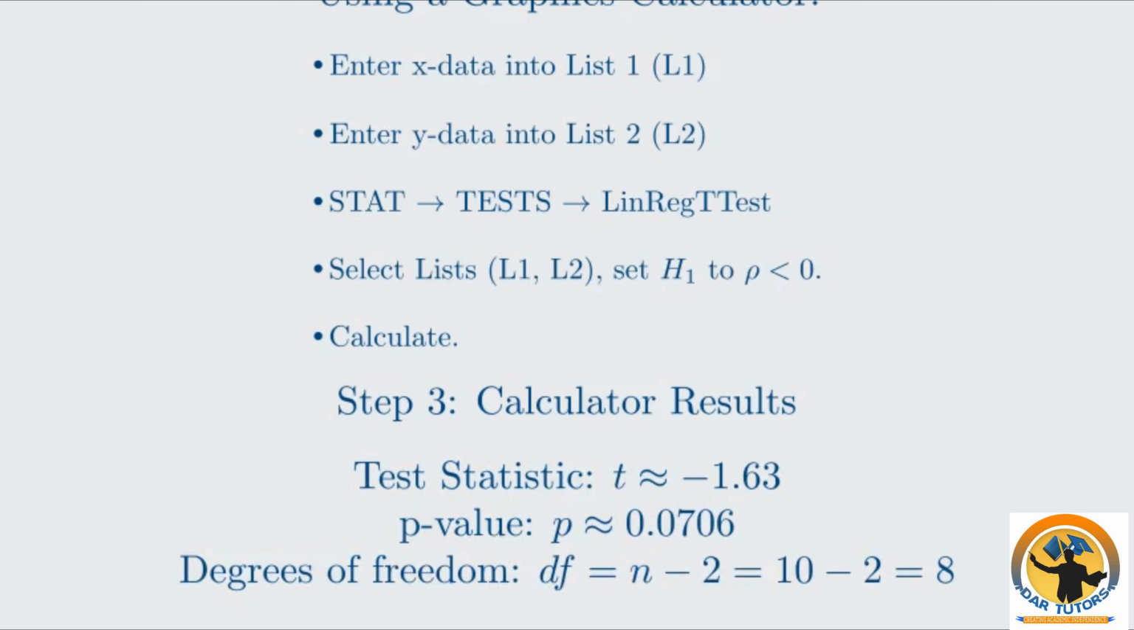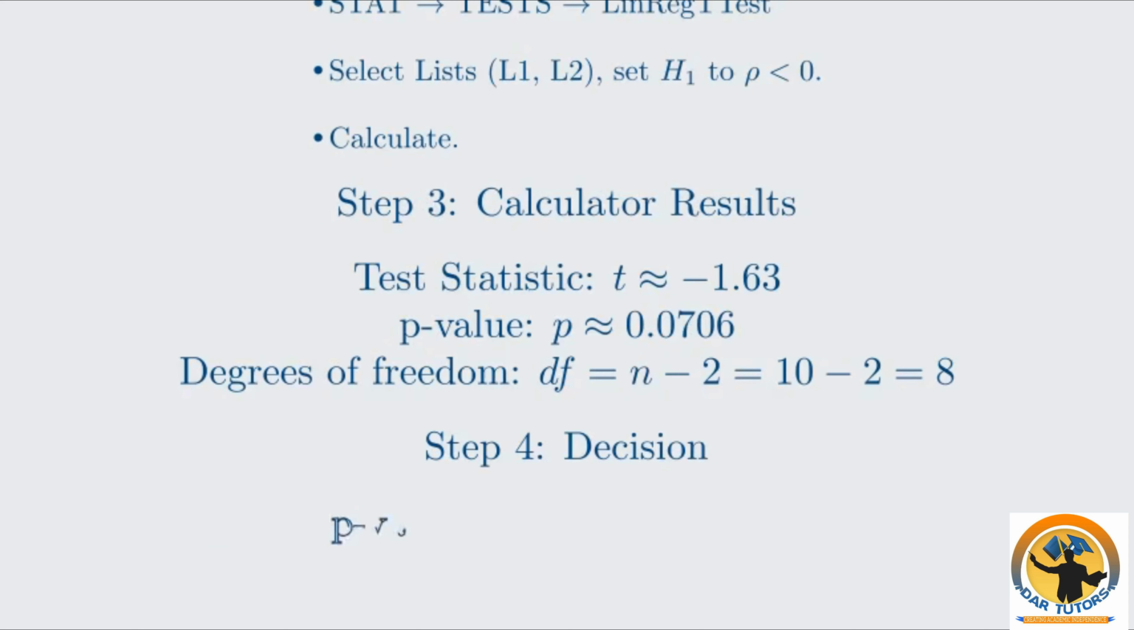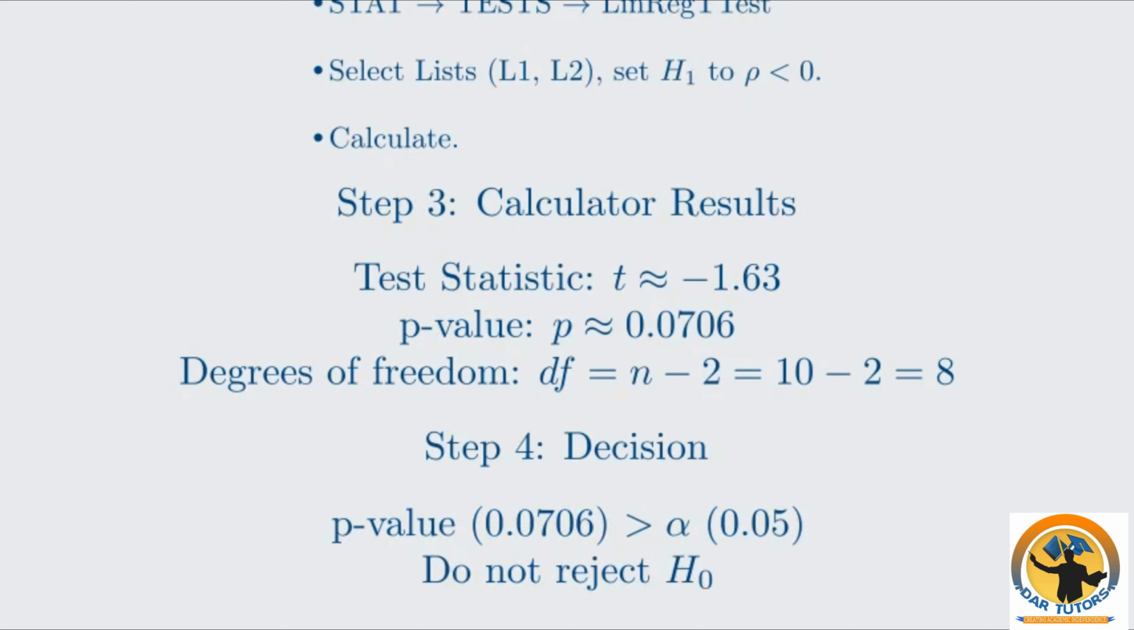The two values we care about are the test statistic, t, which is approximately 0.63, and the p-value, which is approximately 0.0706. Now for our decision. We compare our p-value to our alpha. Since the p-value of 0.0706 is greater than our alpha of 0.05, we do not reject the null hypothesis.